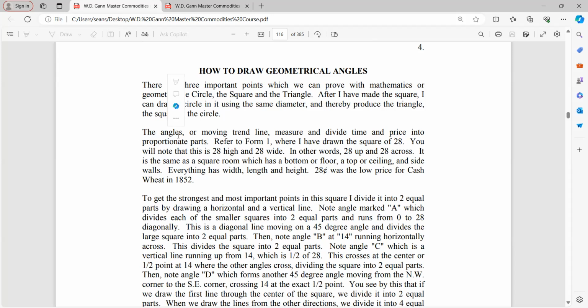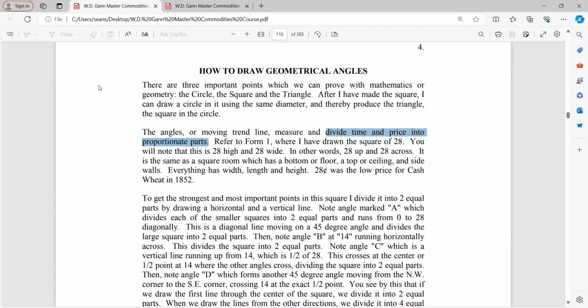He says the angles or moving trend line measure and divide time and price into proportionate parts. So he's telling us that a random chart, where you just make it without scaling it properly, will not divide time and price into proportionate parts. First of all, it can't, because time is relative, like we said, and there's more than one rate of time. So in order to divide time and price proportionately, you're going to have to put another rate of time that's scaled properly to the chart. The question is, from where?